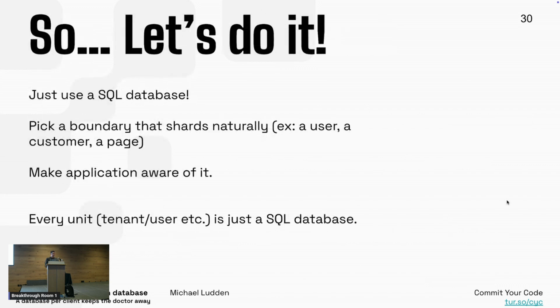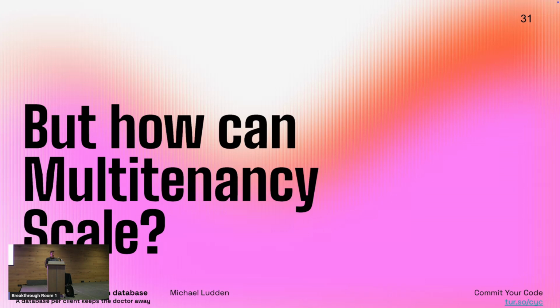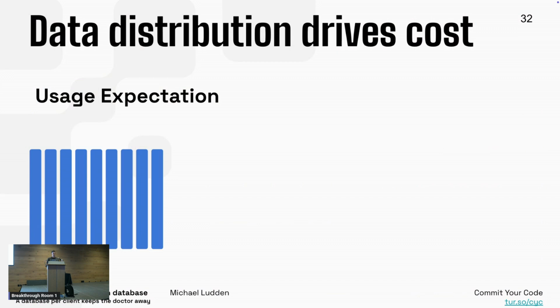So let's do it. You can just use a SQL database, and this is just in general. This isn't related to Turso necessarily. You can just pick a boundary that shards naturally, like a user, a customer, a page. That's talking about the tenant of it all, and make the application aware of it. And then every unit, like a tenant or a user, can just be a SQL database. So how can this effectively scale other than just being a file, right?